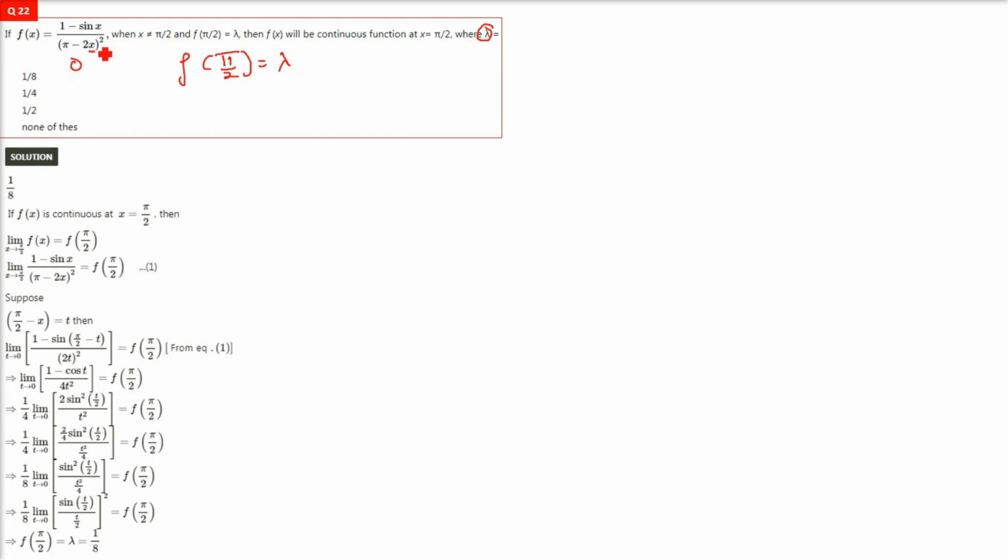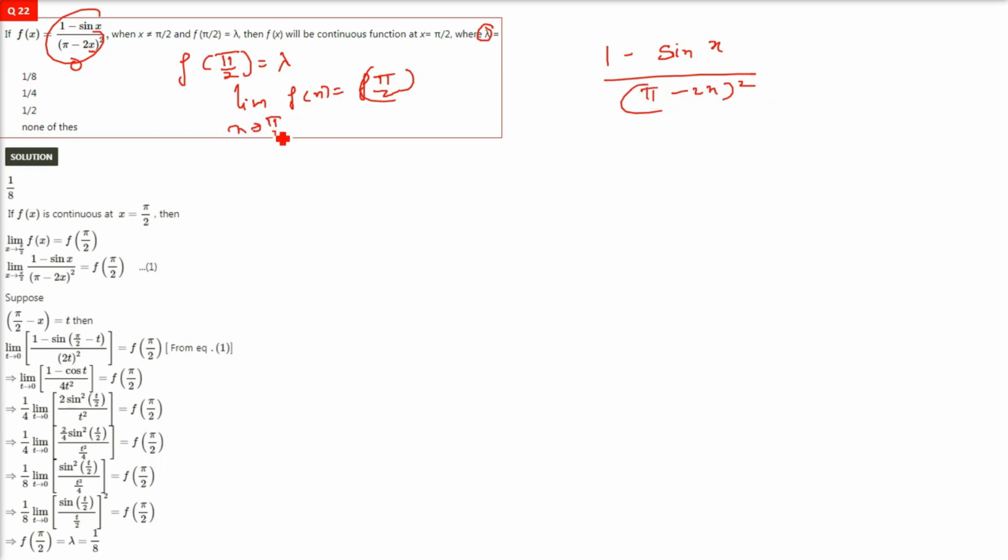So what we are going to do here is limit x tends to pi by 2, and this is fx equals f pi by 2. This is what you have to do, right? So this limit you have to find out. 1 minus sin x, and the limit at pi by 2. This is what you have to find out. So 1 minus sin x by pi minus 2x whole square, where x is tending to pi by 2.